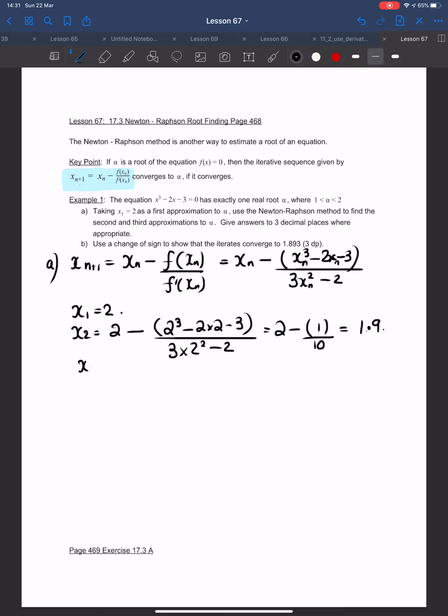And then the third approximation is 1.9 minus 1.9 cubed minus 2 times 1.9 minus 3, divided by 3 times 1.9 squared minus 2. And I've got the answer in front of me. It's 1.8933 and so on, which is 1.893 to 3 d.p.